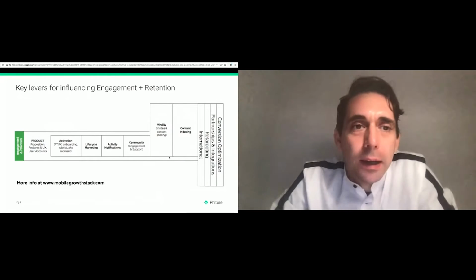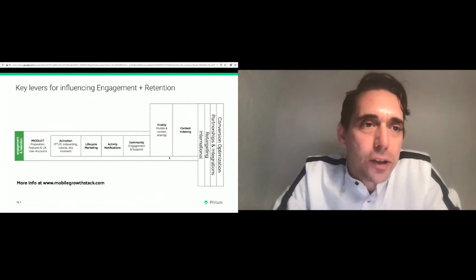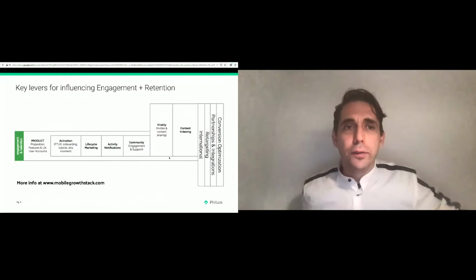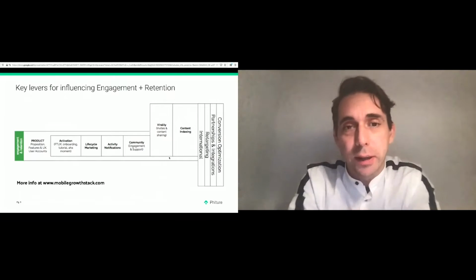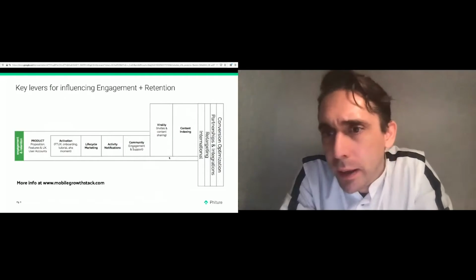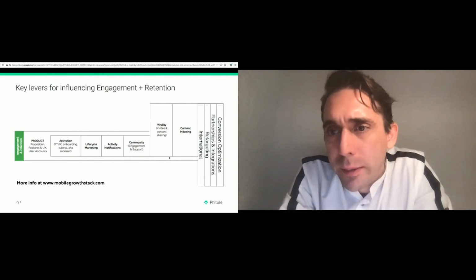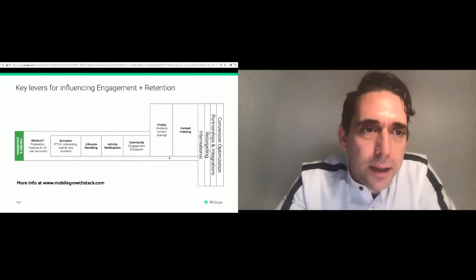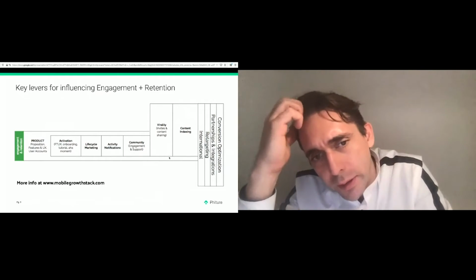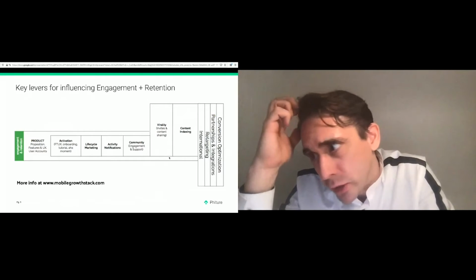Boom, here we are. This is the engagement and retention layer of the mobile growth stack. This is a framework which I published originally when I was at Soundcloud and continue to develop here at Phiture, and it's something that we use in all of our engagements. This layer particularly is focusing on the levers for improving engagement and retention.